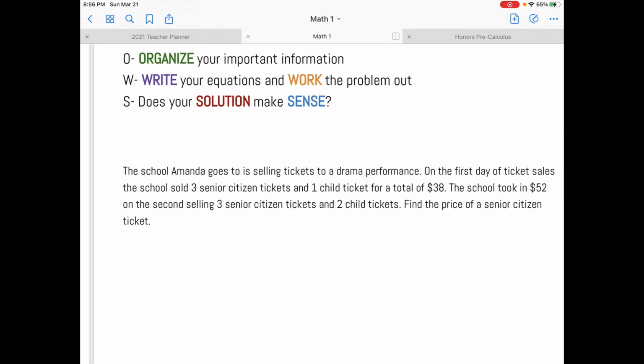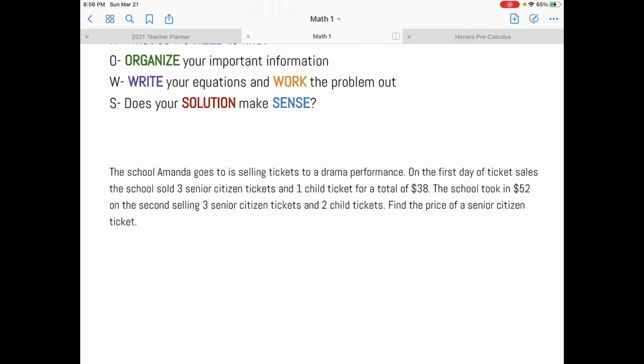Okay. So first thing I'm going to do is I'm going to read my example. It says, a school Amanda goes to is selling tickets to a drama performance. On the first day of ticket sales, the school sold 3 senior citizen tickets and 1 child ticket for a total of $38. The school took in $52 on the second selling, 3 senior citizen tickets and 2 child tickets. Find the price of a senior citizen ticket.